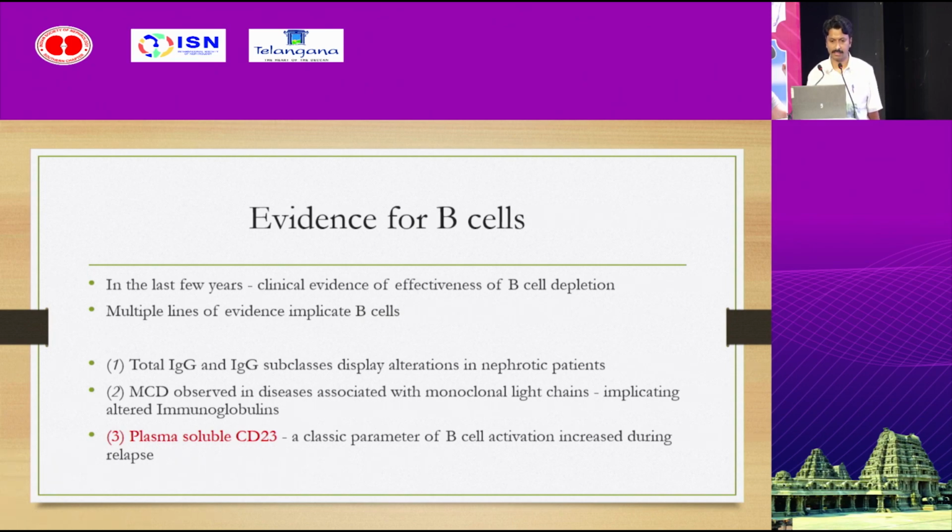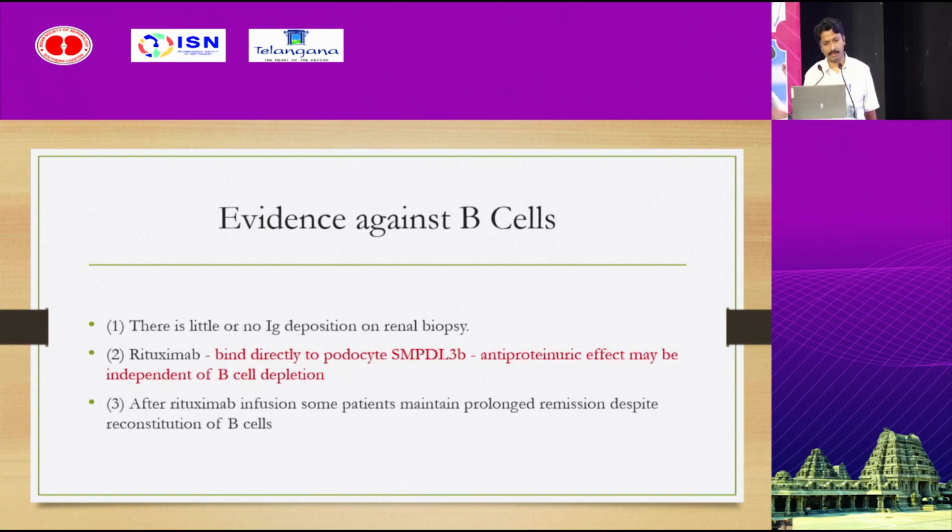IgG subclasses display alterations in the nephrotic patients, and there have been multiple case reports and series of minimal change disease observed in patients with monoclonal light chain diseases, implicating altered immunoglobulins in the pathogenesis of MCD. In multiple studies, there has also been increased plasma soluble CD23 demonstrated, which is a classical parameter of B cell activation. Similarly, there is also evidence against B cells. The classically taught fact that there is no immunoglobulin deposition on renal biopsy in patients with MCD goes against the involvement of B cells.